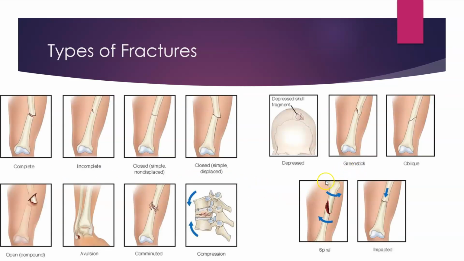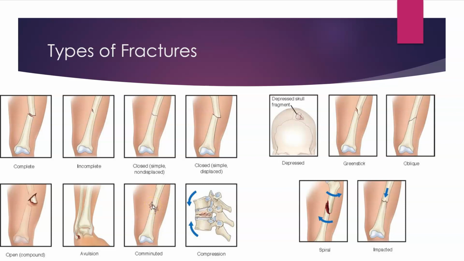Lots of different types of fractures with this one. So complete, all the way through; incomplete, not all the way through; closed, so non-displaced, so it's within the body; open, simple, displaced, so this is closed, it's still within the body, but it's not where it's supposed to be. It's not lined up. You can have open compound fractures going through the skin. Can get avulsions, can get comminuted. This is usually really bad.